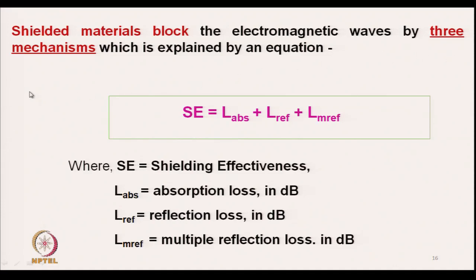Shielding materials block the electromagnetic waves by 3 mechanisms, as I have already mentioned. These are absorption loss, reflection loss and multiple reflection loss. So, if we add these losses, that will give the shielding effectiveness. So, higher shielding effectiveness means higher absorption, reflection and multiple reflection loss.